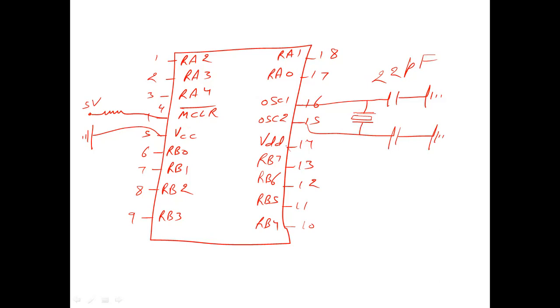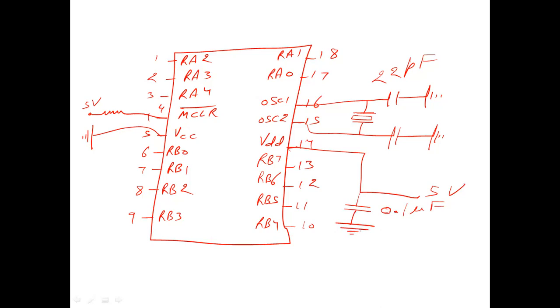And this VDD is again connected to 5 volt here. And there is again a 0.1 microfarad capacitor, and it is grounded here.